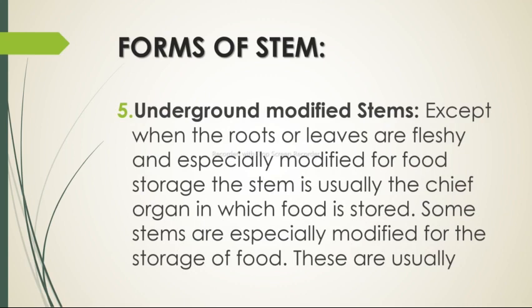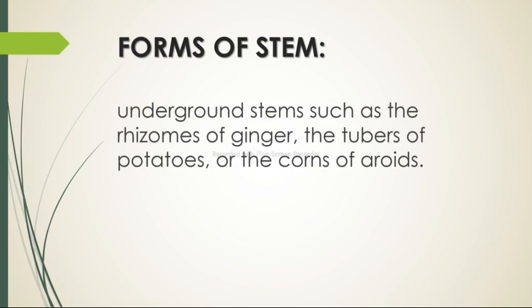The fifth type or form of the stem is underground modified stems. Except when the roots or leaves are fleshy and especially modified for food storage, the stem is usually the chief organ in which the food is stored. Some stems are specially modified for the storage of food, and these are usually underground stems such as the rhizomes of ginger, tubers of potatoes, or the corms of the aroids.